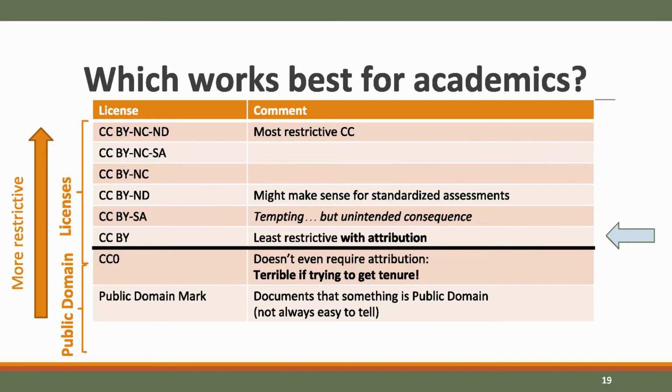So what of these 6 options works best for academics? Well, making something CC0 is very, very altruistic, but it is a terrible idea if you are trying to get a job. It is a terrible idea if you are trying to get tenure, because you're saying, I came up with the idea and other people can use it and they don't even have to give me credit. No, you want credit. You want to be able to say my work is getting picked up and used by other people. It's moving the field.